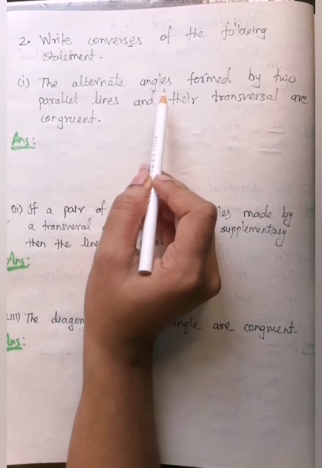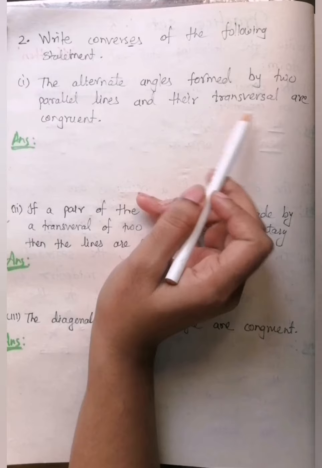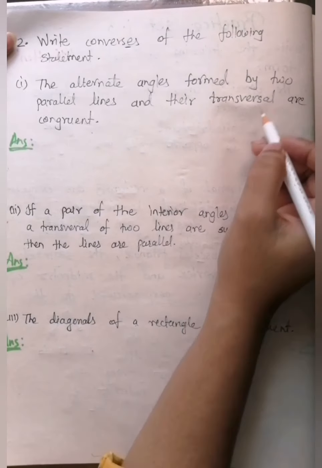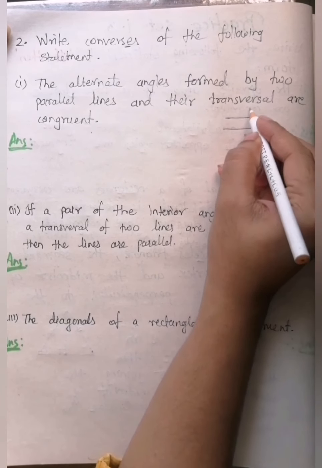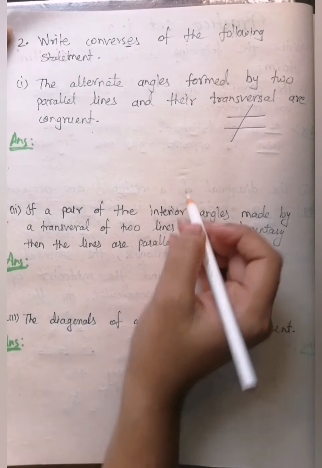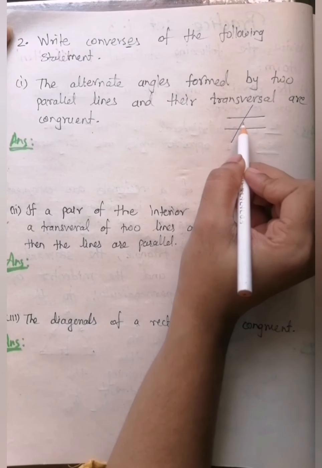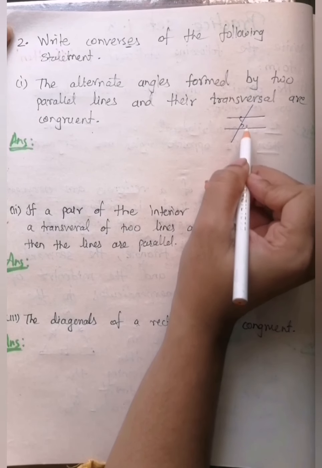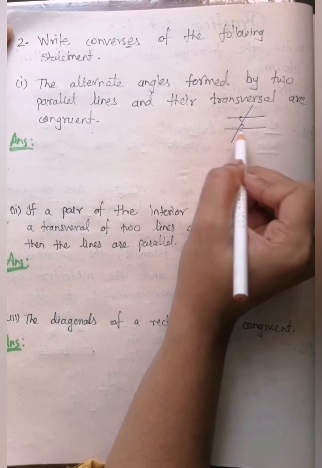The alternate angles formed by two parallel lines and their transversal are congruent, right? So we know that these two lines are parallel, and this one is the transversal. Now what is meant by alternate angle? So this is congruent with this, and this is congruent with this. These are alternate angles. This is interior.